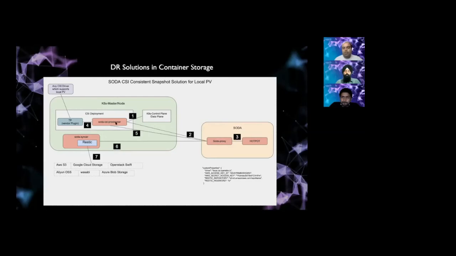So a SODA CSI Provisioner keeps watching for those objects, and based on the request, it sends a call to SODA proxy to get the profile information which is there in the storage class. Based on the profile information, it sends out a request to the vendor plugin to provision the volume, and in parallel, once the volume is created, it sends out a request to the SODA syncer to start the snapshot based on the configurations received in the profile.